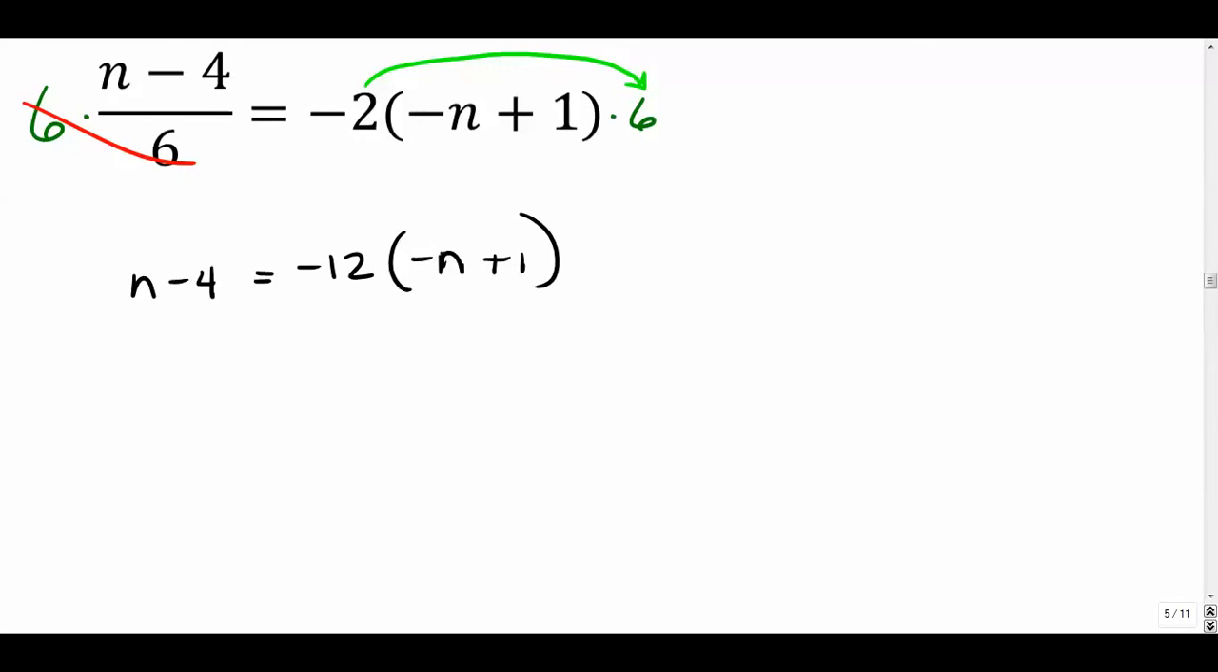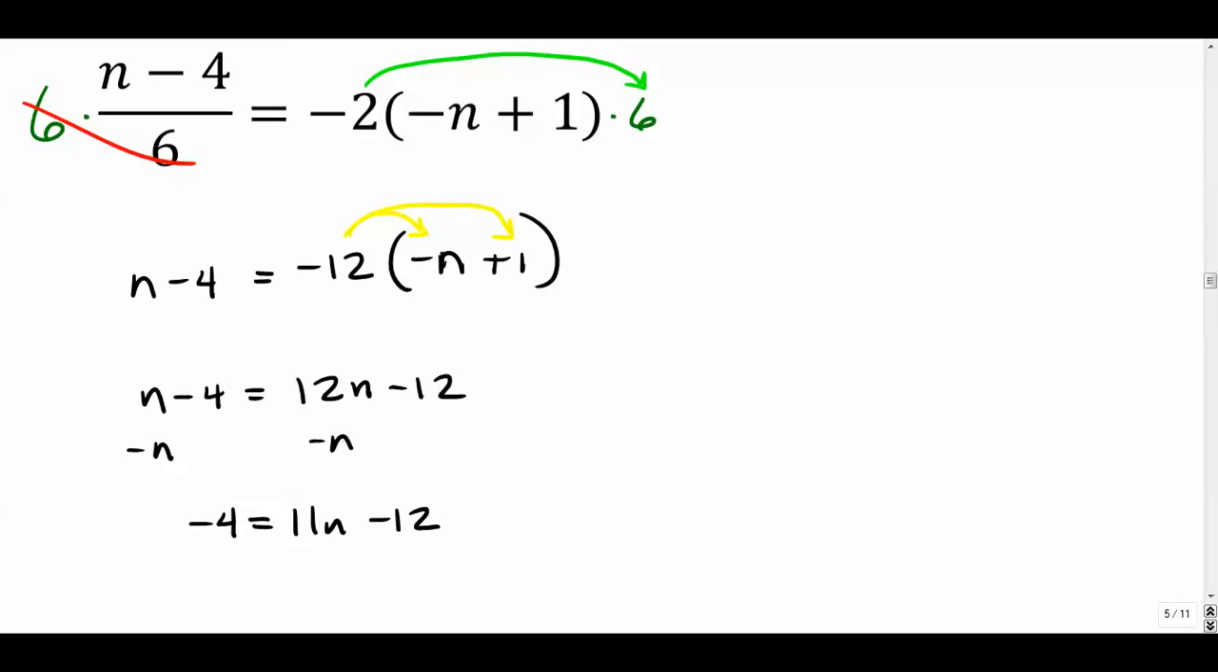So we're going to distribute that. So we go here and here. n minus 4 equals positive 12n minus 12. Now we have variables on both sides again. I'm going to keep the bigger coefficient where it is, and I'm going to move that positive n over, leaving me with -4 is equal to 11n minus 12.